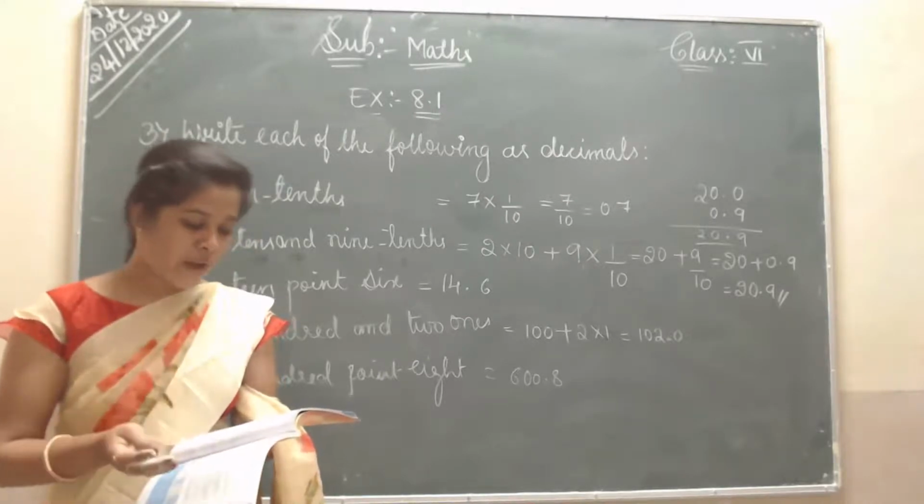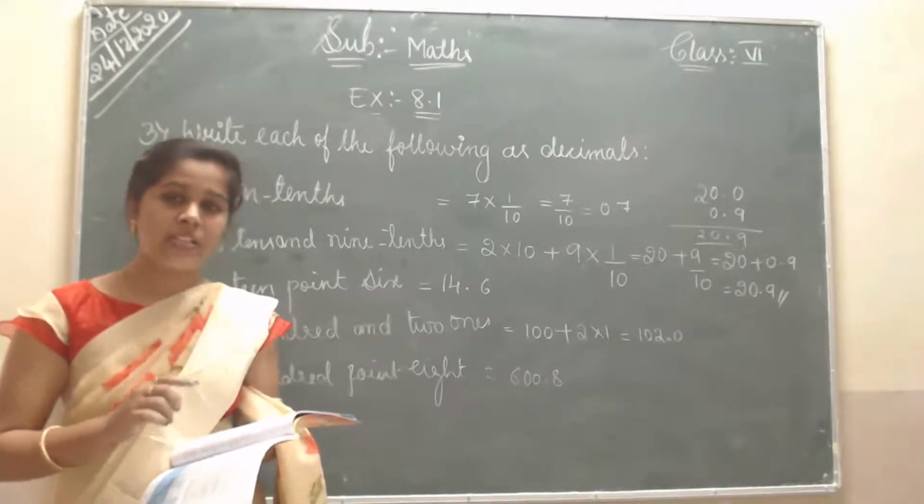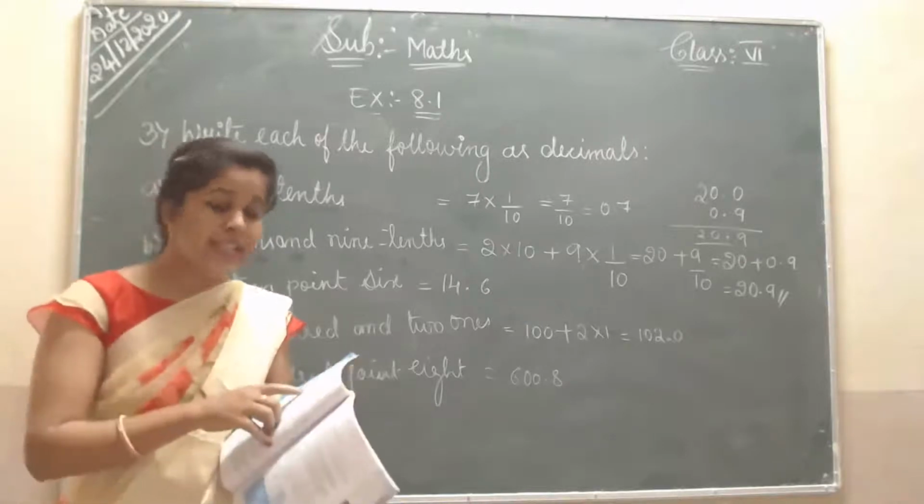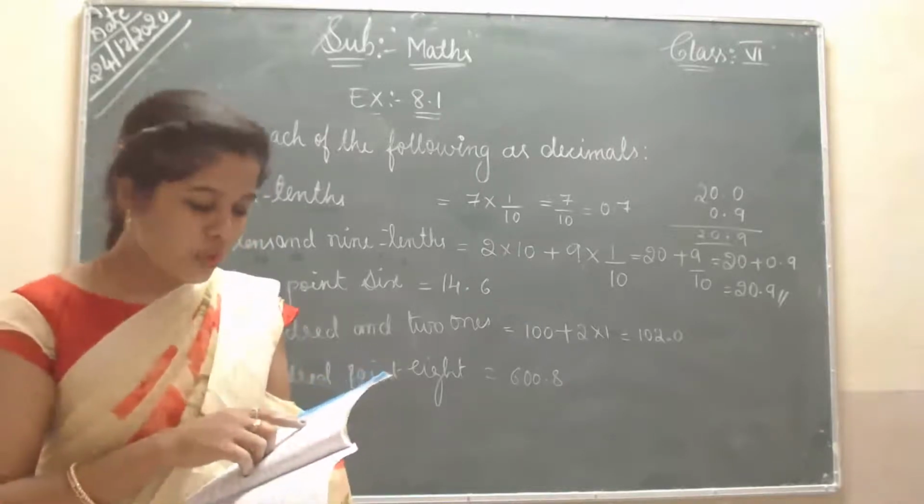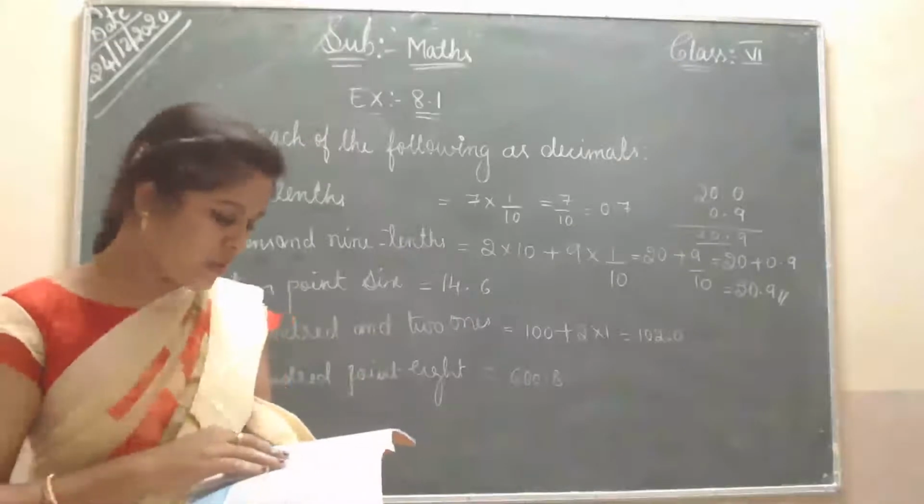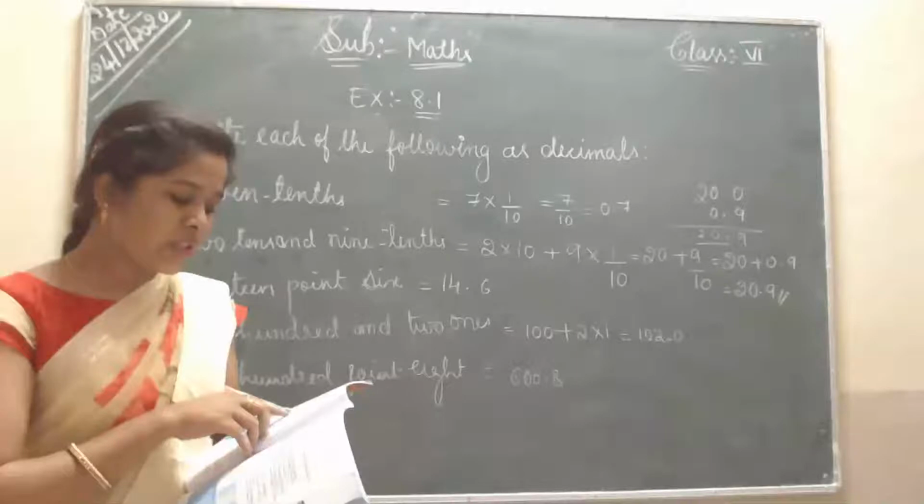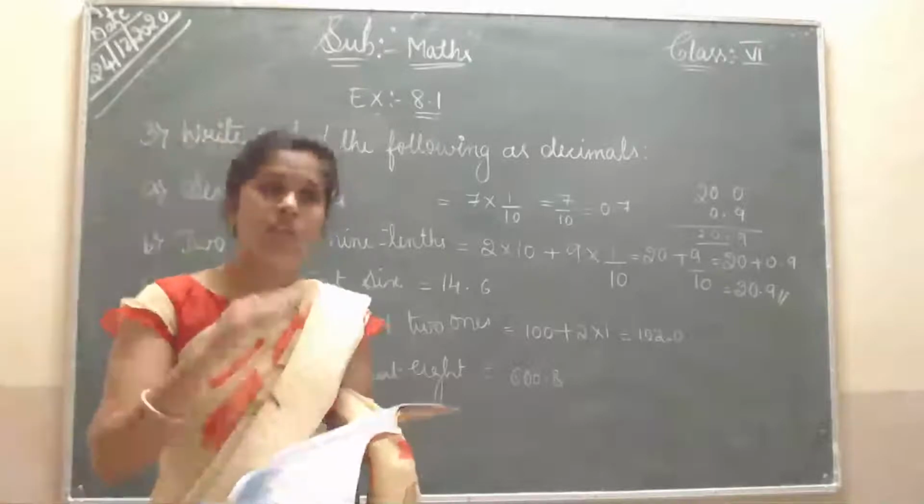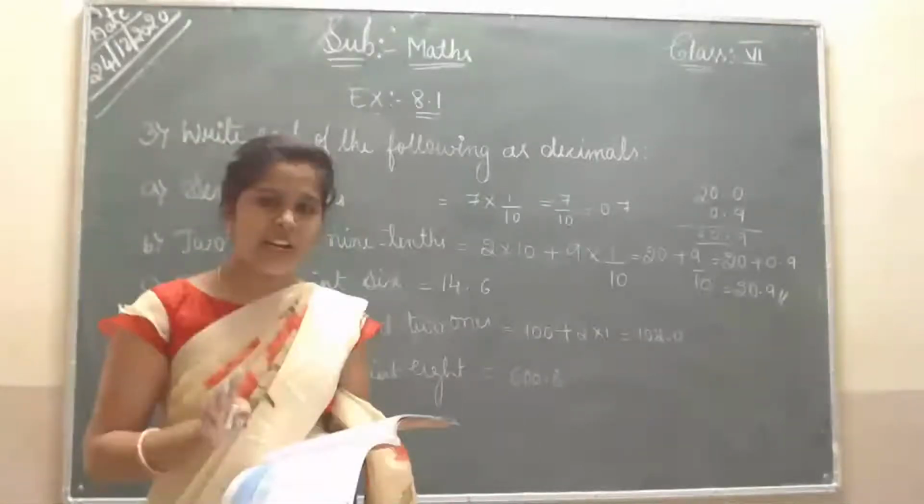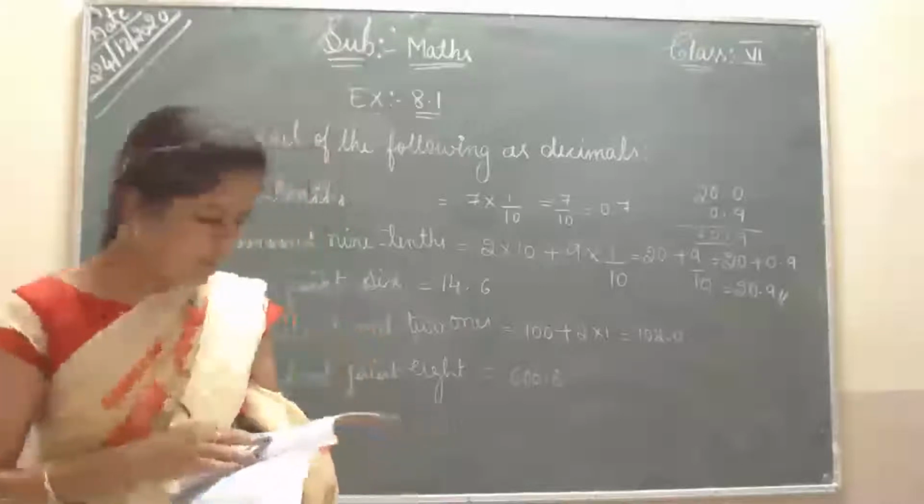5 by 10 is 0.5. 3 plus 7 by 10 is 3 plus 0.7, because 7 by 10 is nothing but 0.7. So take this all as homework. Here it is in mixed fraction, convert into improper. It will come in decimal. So fifth.